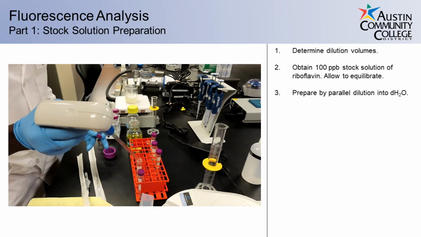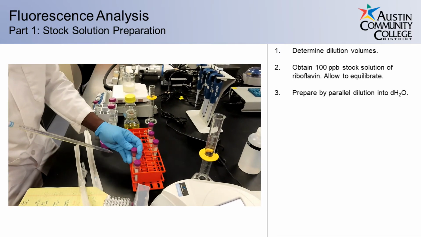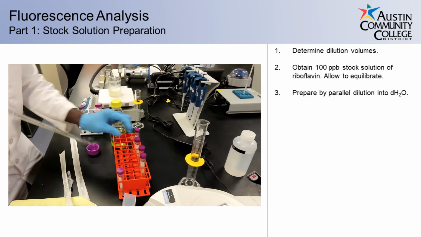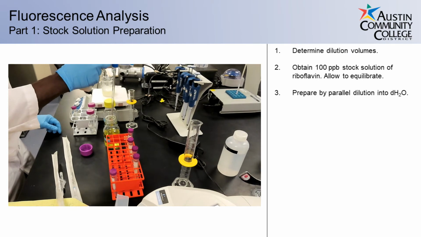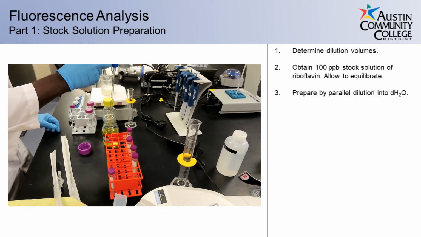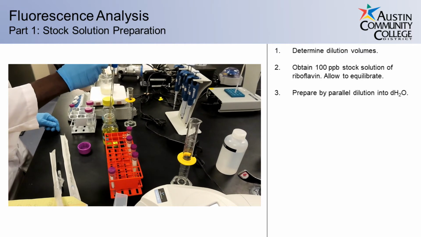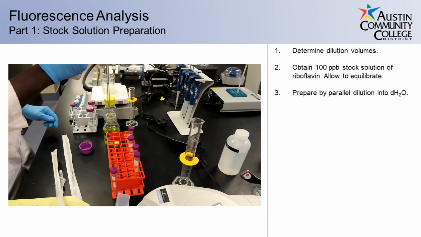After bringing your working stock to room temperature, prepare the standards using parallel dilution according to the values also determined in step 1. When dilution is complete, cover your samples to shield them from light and set them aside to prepare your unknown solution next.